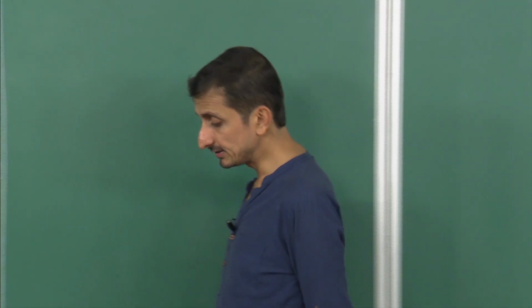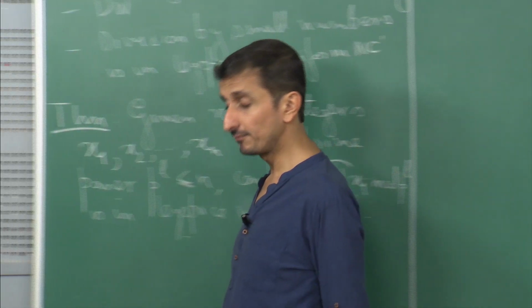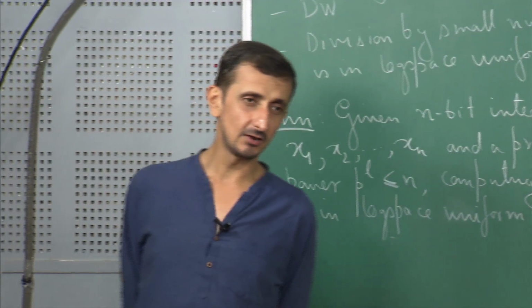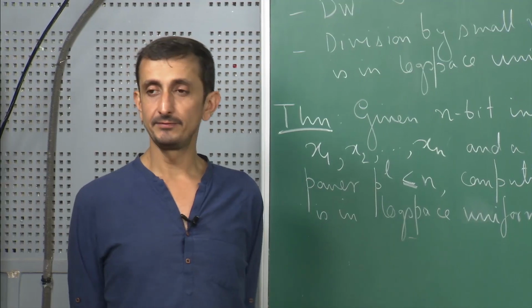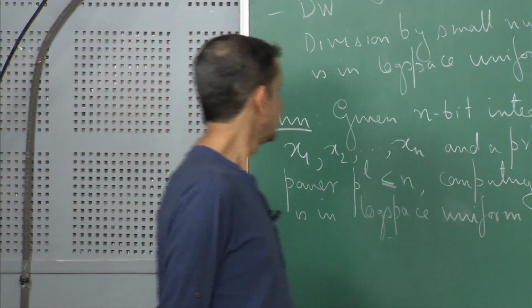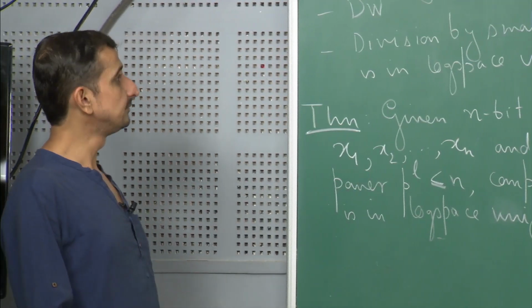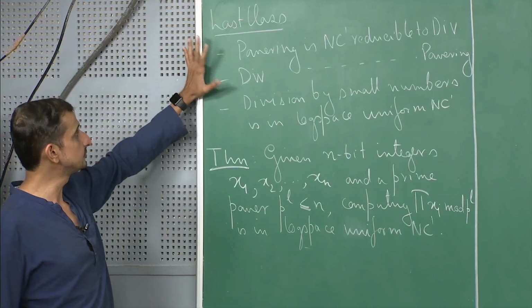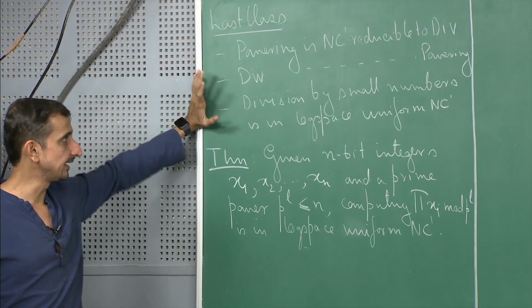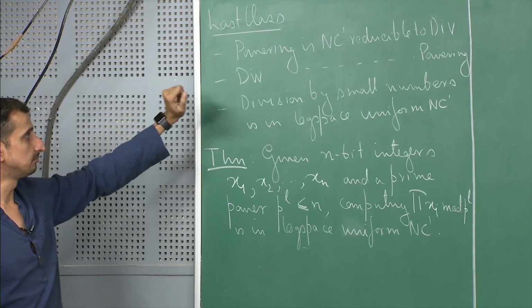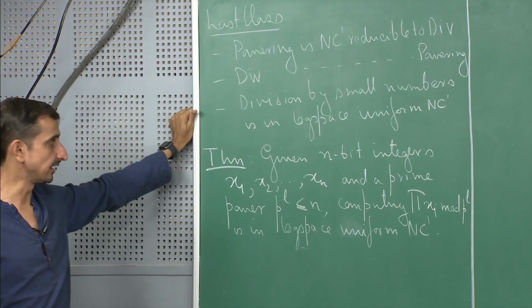So we will continue our discussion of this problem of division. As we saw last time, we want to prove that division is in NC1. What we showed last time is that these two problems, division and powering, are equivalent modulo NC1 reductions.